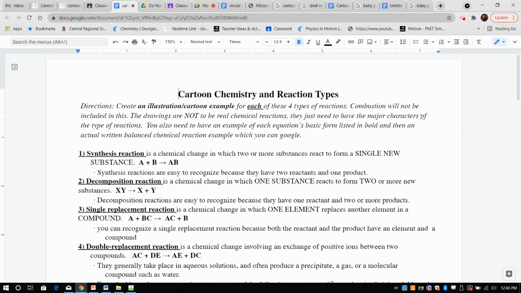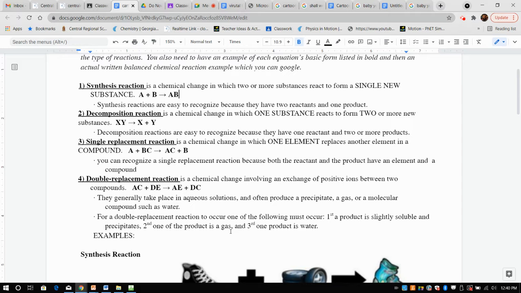They need to make sure that they have the major characters of these types of reactions. You'll then also need to write the equation's basic form, which is listed below here in bold. Each of these bold basic letters is the basic version of it. After you have completed it, you will then need to have an actual balanced chemical equation that goes with that type of reaction. They explain what synthesis, decomposition, single replacement, and double replacement are. We dealt with that with the Shall We Dance little activity there.